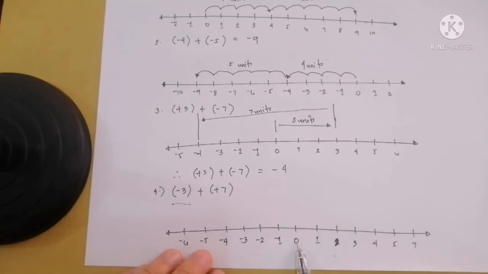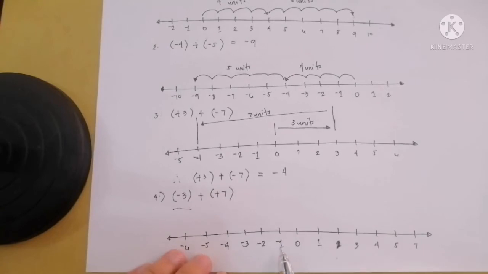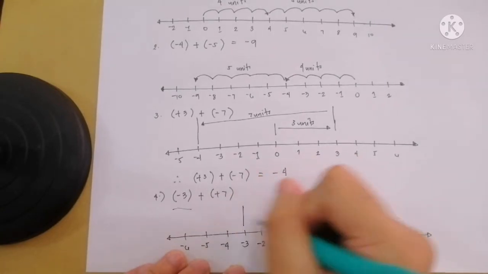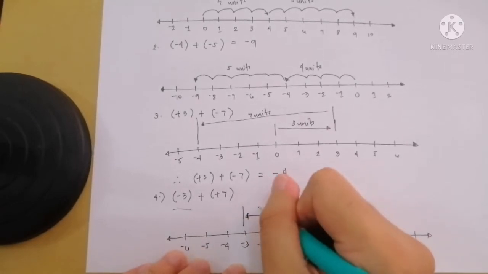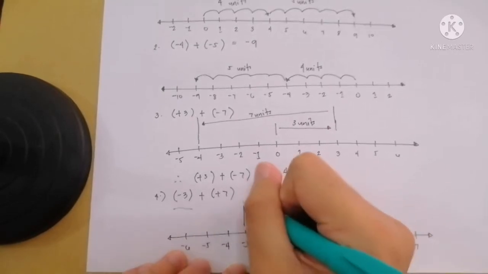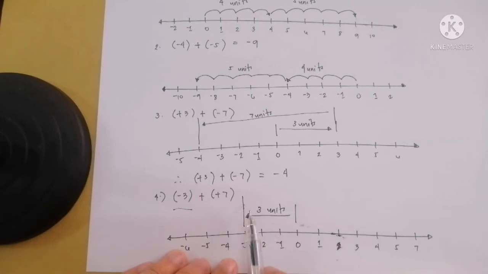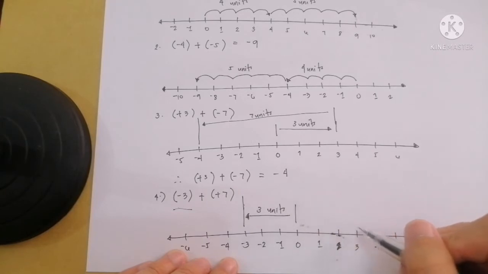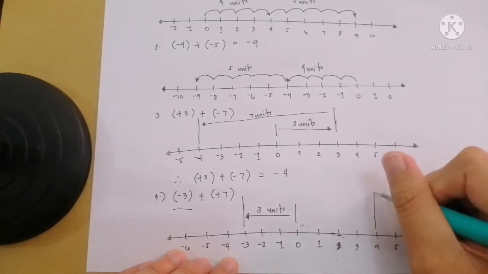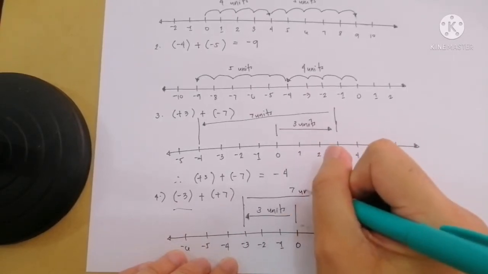So, from 0 to the left of 0, we're going to count 3 units away to the left of 0. So, we have here 1, 2, 3. So, dito siya nagland. Okay? So, yung arrow natin papunta dito. So, 3 units. And from negative 3, we're going to move 7 units away to the right of 0. So we have here 1, 2, 3, 4, 5, 6, 7. So ito yung boundary niya. So papunta doon, and that is 7 units.